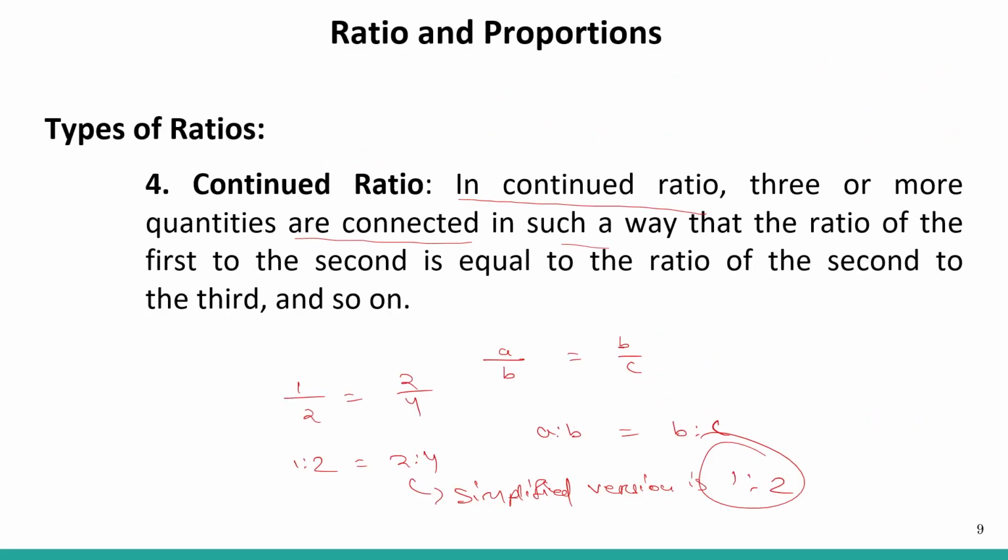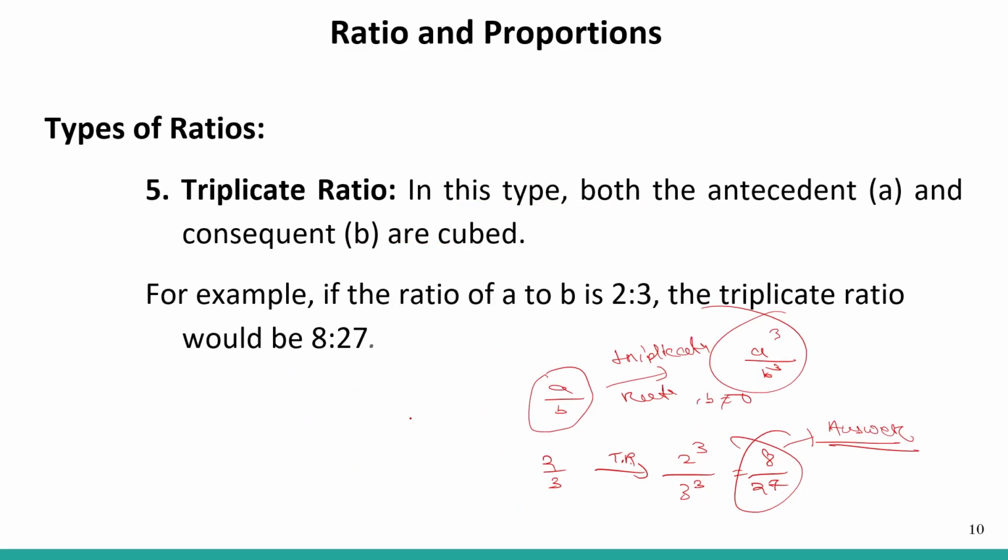So let's see what continued ratio was. Continued ratio was nothing but 3 or more quantities connected in such a way that the ratio of the first to second is equal to the ratio of the second to third. As an example, we took 1:2 is equal to 2:4, because after simplifying it became 1 by 2. Okay. So triplicate ratio. In this type, both the antecedent and the consequent are cubed. So if you have A by B, then after cubing them, what you are left with is A cube by B cube. For example, you took 2 by 3, that triplicate ratio will be 2 cube by 3 cube, that is 8 by 27.